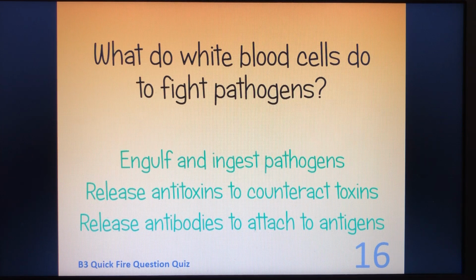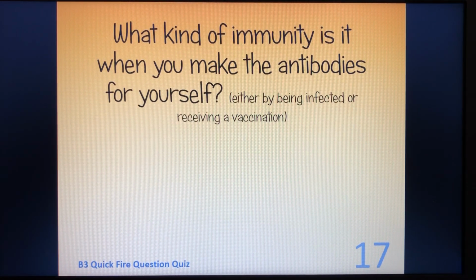Question 17. What kind of immunity is it when you make the antibodies for yourself? Either by being infected or receiving a vaccination. So you can become this kind of immunity when you've either been infected with the disease or you've received a vaccination to give you immunity to a particular disease.